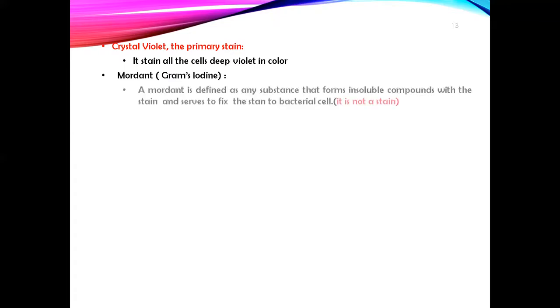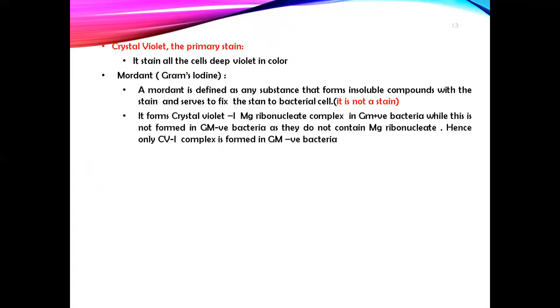So what is the role of different reagents used? First of all is the crystal violet, that is it stains all the cells deep violet in color. Then is the mordant, that is the Gram's iodine. So it is defined as any substance which serves to fix the stain to the bacterial cell, and it forms crystal violet iodine magnesium ribonucleate complex in gram positive bacteria, while in gram negative bacteria it forms crystal violet iodine complex only.